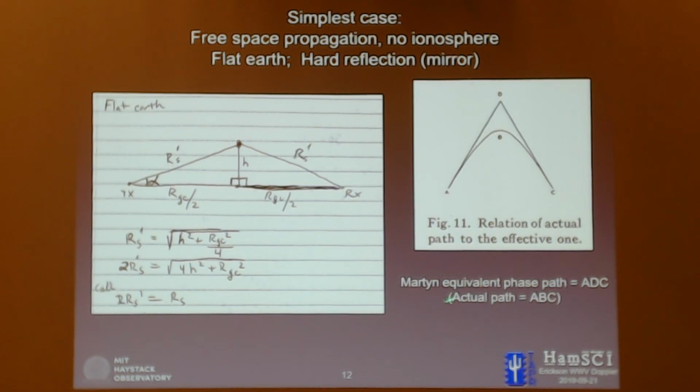There's something called the Martin equivalent phase path. Even they figured out that if the ionosphere is bending it a little bit, it's equivalent to measuring the path like this, even though the actual path might be like that. And that's why when you see ionograms and they talk about virtual heights, they're making this assumption, even though it may have done that. That's okay. We're going to measure this path from A to D to C.